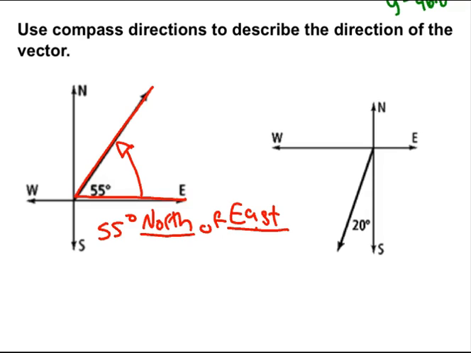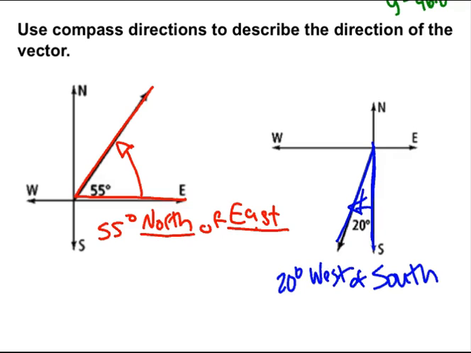For the second one, okay, 20 degrees is talking about this angle here. It's attached to the south axis, so it's something of south. Your options are either east or west of south, and you can see that the vector moves west of that south, and there you have it.